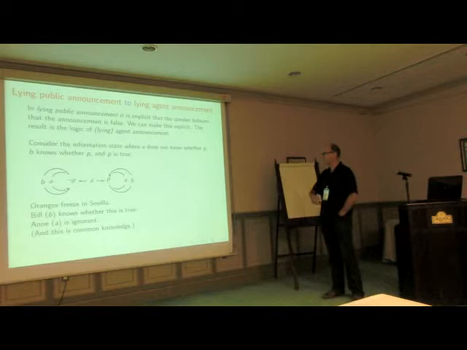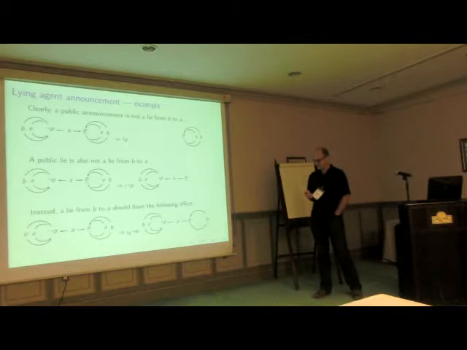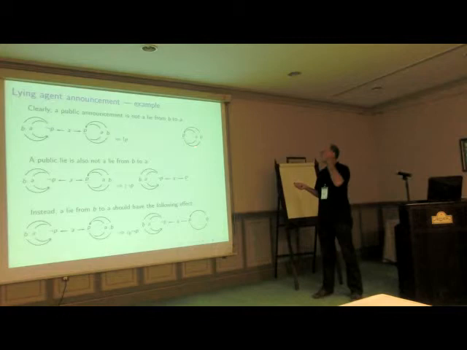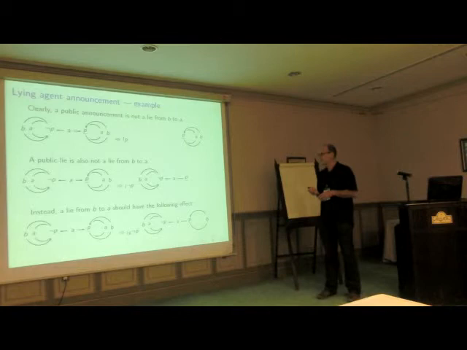Let's see what we already had. So, we don't expect a lie to be a public announcement, because we can announce P true, and then they both believe P true. That's fine, but that has nothing to do with lying. But we had a public lie, right? So that was saying that what is actually P true, you announce P false. Well, you can do that. You only keep the arrows pointing to the not-P state.